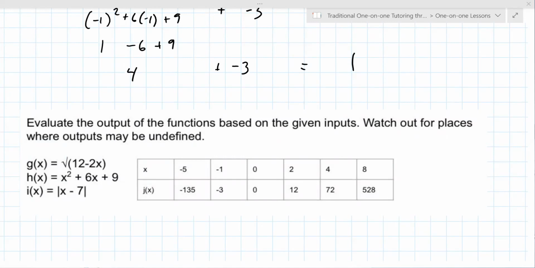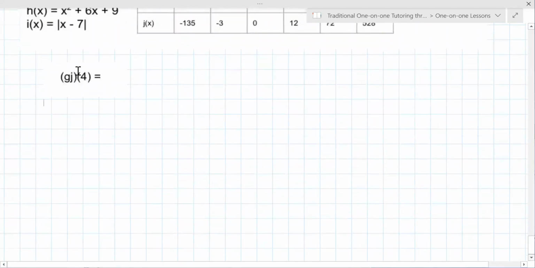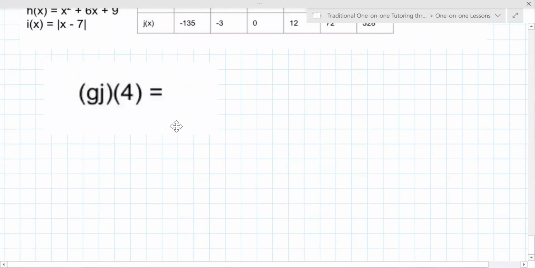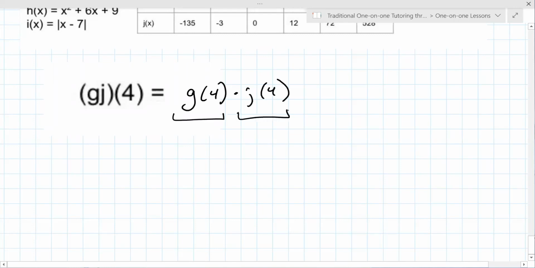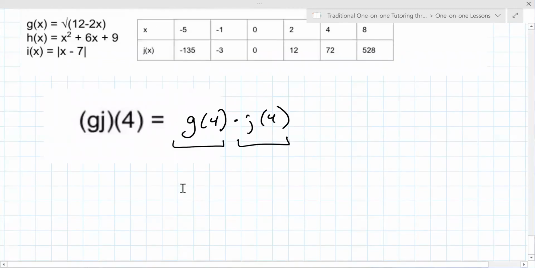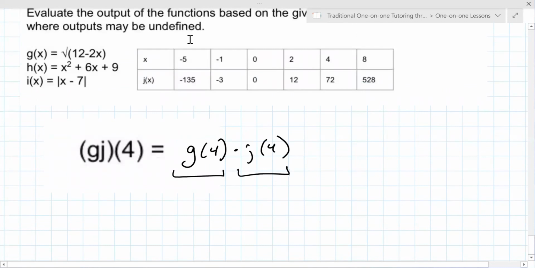g and j. So this one, we're doing this for the notation. What does it mean when the letters are smashed up against each other? This is g of 4 times j of 4. So you get each number, and you multiply them together. So do that with your table there, please.